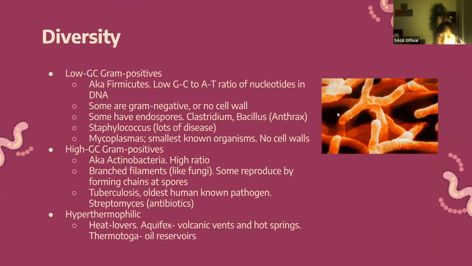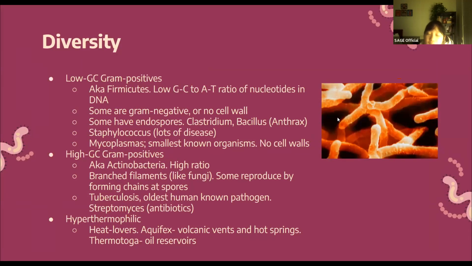Okay. So actual biodiversity. So these are all of the different ways that bacteria are classified. Again, the really whack thing with bacteria and archaea is that you can't really classify them into phyla and species because there's just so much that we don't know and we haven't explored. So we go off of things like the gram stain. So first we have low GC gram positives, and these are also called firmicutes. And so this means that they have a low GC to AT ratio of nucleotides in DNA.